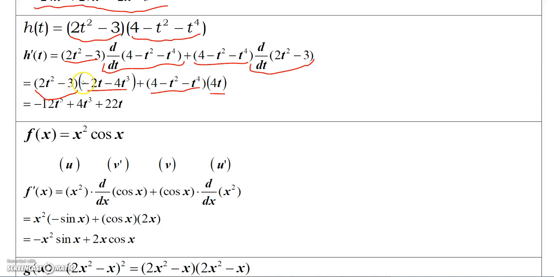And then again, go ahead and FOIL these together, and then distribute the 4t through, and collect like terms. And pause the video if you need to do that. But that's algebra, and I'm not going to teach algebra here. So you get minus 12t to the fifth plus 4t cubed plus 22t.